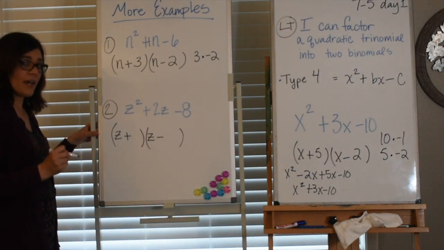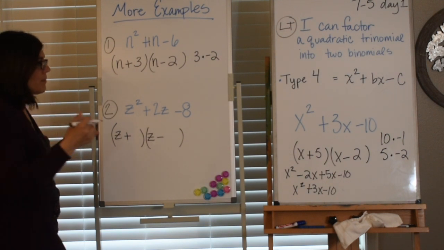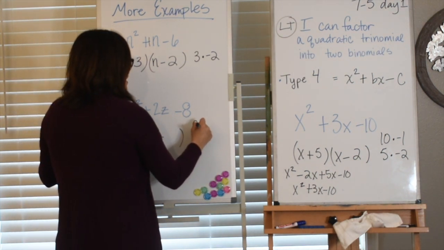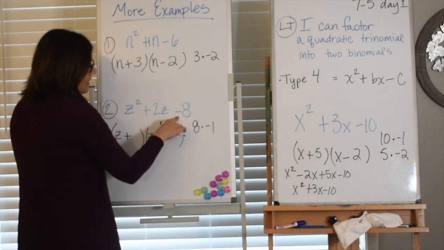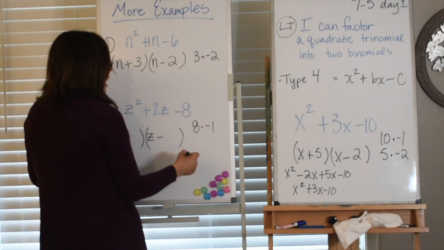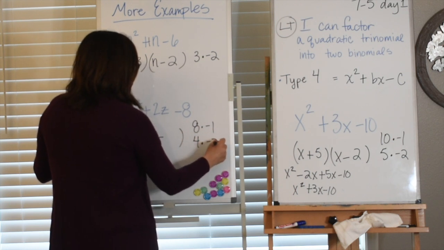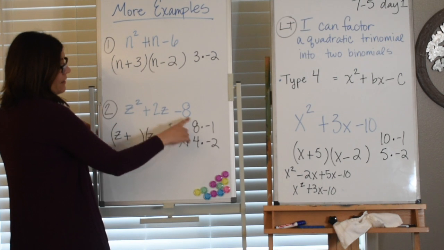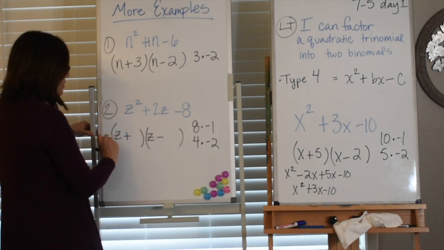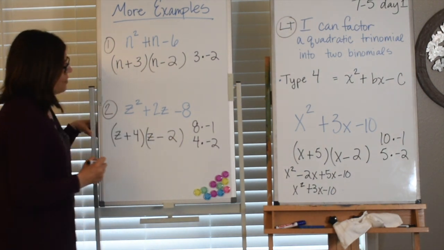I'm going to start going through my factor pairs, and keep in mind that the larger factor needs to be positive to get this positive middle term. So I'm going to have 8 times negative 1, which results in negative 8, but when I add those together I get 7. That's not going to work. Next one would be 4 times negative 2. When I multiply those together I get negative 8, and when I add those together I get positive 2z. So it's going to be z plus 4 and z minus 2.